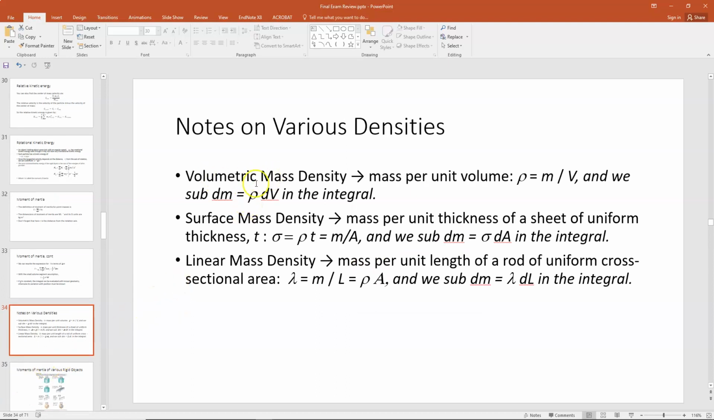Now, you can either have a volumetric mass density, where dm is rho dV, or a surface mass density, like a sheet, where sigma is the mass divided by the area, so dm is sigma dA. Or you can have a linear mass density, like a rod or a chain, where lambda is equal to the mass divided by the length, and then dm is equal to lambda dl.